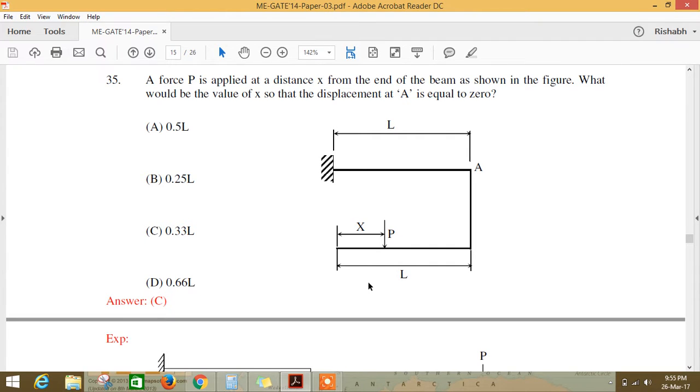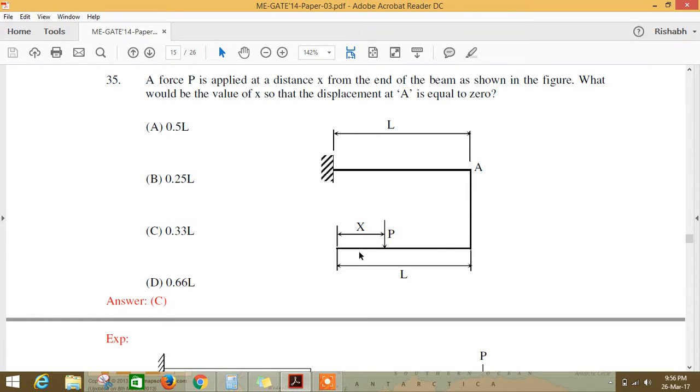Hello students, so let's see the further questions of 2 marks each. So here is question number 35. A force P is applied as shown in the figure, here at a distance x. In this question you have to find out at what distance the P should be applied so that the displacement at A is equal to 0.